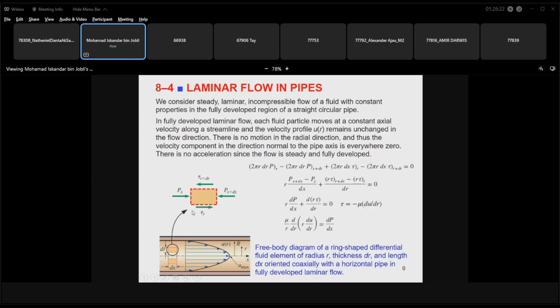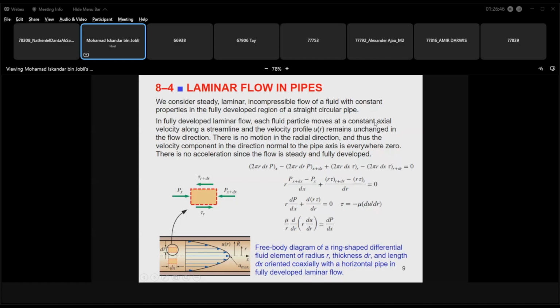Okay, you have the two profiles. You have the pressure profile, and then you have the shear stress profile, plus dr in the radius direction, dx in the x direction. We're not going to talk about this. In a fully developed laminar flow, this is the velocity profile.